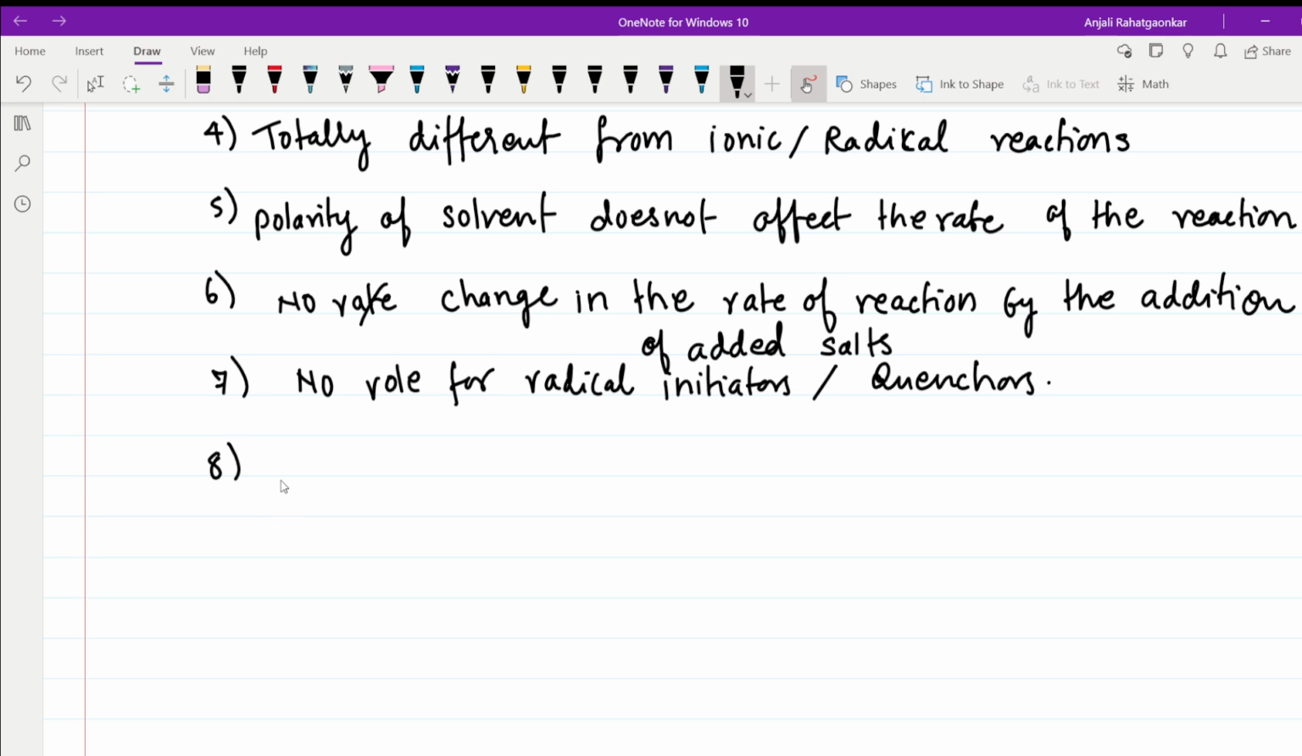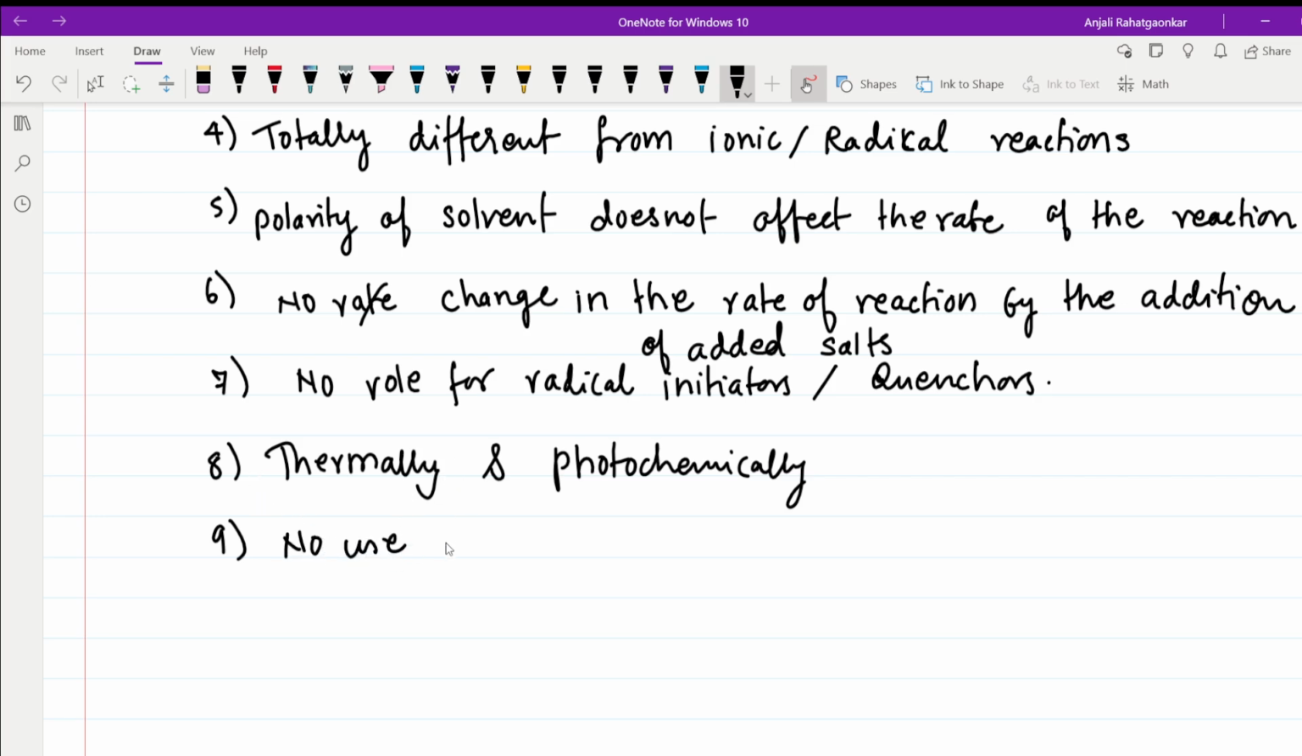All right. So the pericyclic reactions occur thermally and photochemically. If it takes place under thermal conditions, it is called thermally induced, or if it takes place under photochemical conditions, it is called photochemically induced. Also, there is no use of reagents in the pericyclic reactions. Alright.